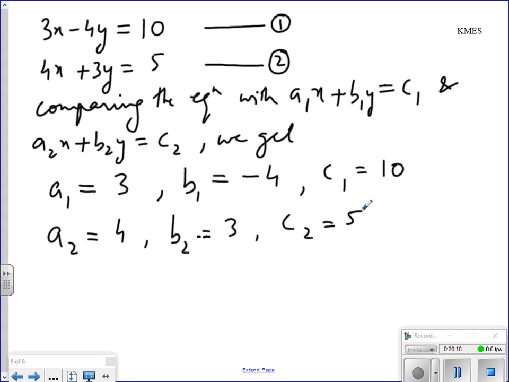Now comes the third part, where we have to find the three determinants by the name d, dx, and dy. I repeat, we have to find three determinants, d, dx, and dy. Question is, where are these determinants? We already know how to find the value of a determinant, but at present we do not have these three determinants with us. We'll learn how to write down these three determinants from the values of a1, b1, c1 and a2, b2, c2.